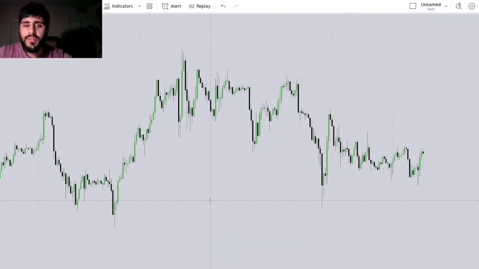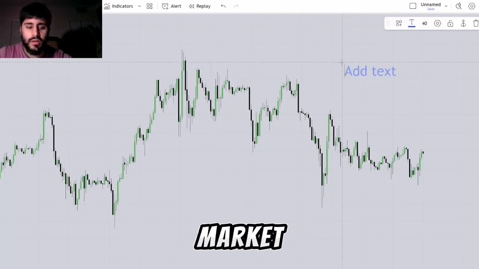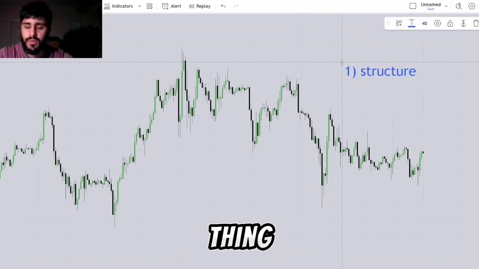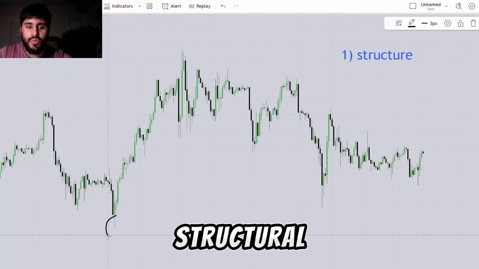Crypto markets. So let's get into it. So the first thing we look at, if we just dissect the charts, is our market structure, right? Market structure is the first thing we look at. So if we take a look at the basic market structure over here, we're just going to be dissecting this and analyzing that we have a structural low down here and we have a structural high over here.